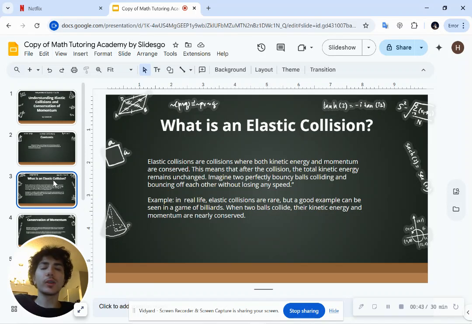Now, an example in real life. Elastic collisions are rare, but a good example can be seen in a game of billiards. When two balls collide, their kinetic energy and momentum are nearly conserved.